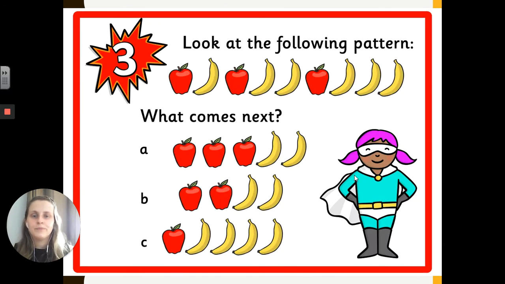Question number 3. Look at the following pattern. So we've got apple, banana, apple, banana, banana, apple, banana, banana, banana. So what comes next? Is it A, B, or C? So have a look at that pattern. Which one do you think is the next one?